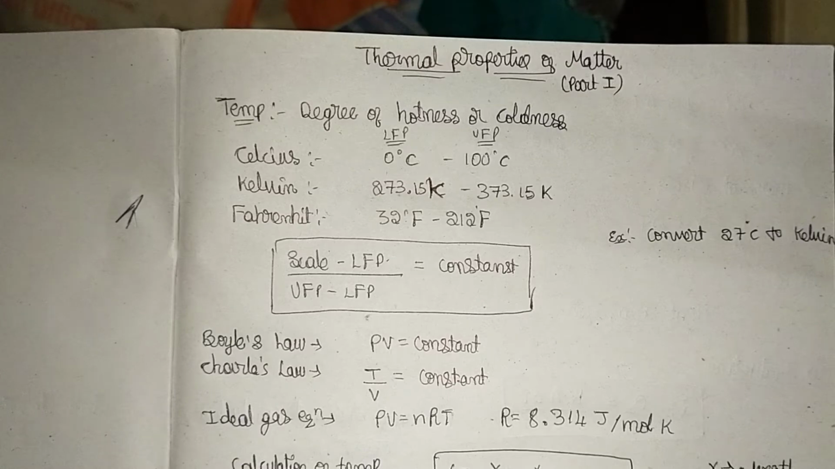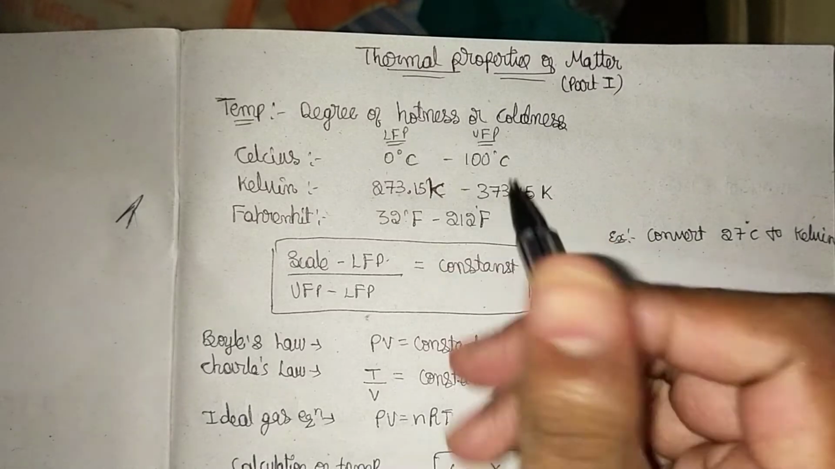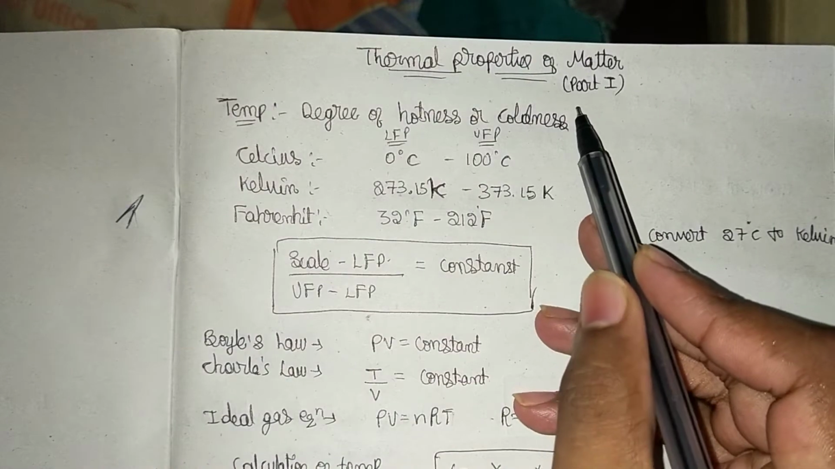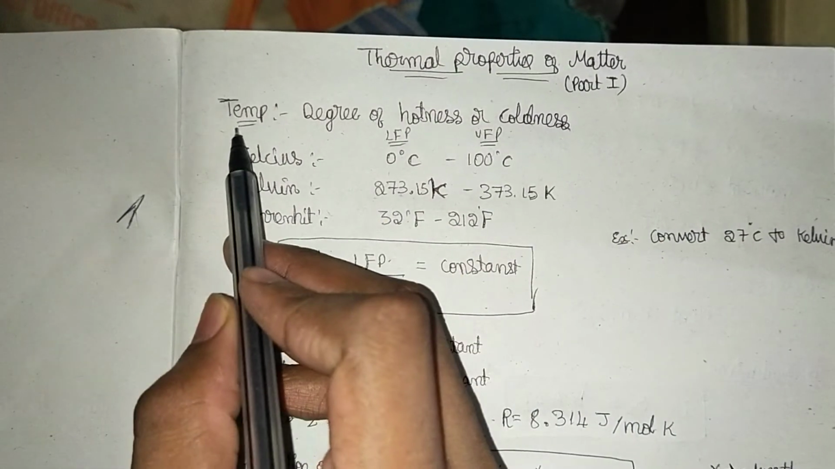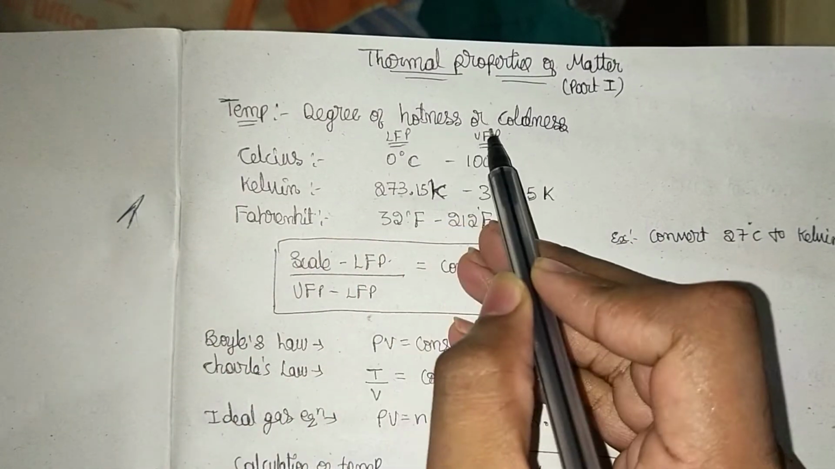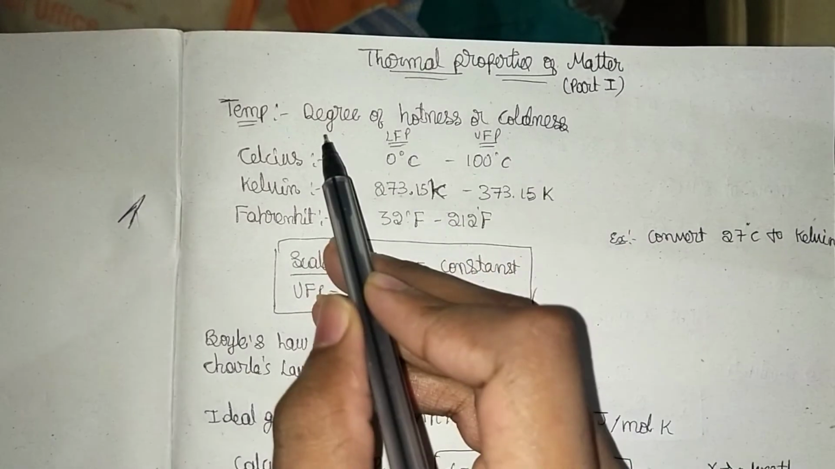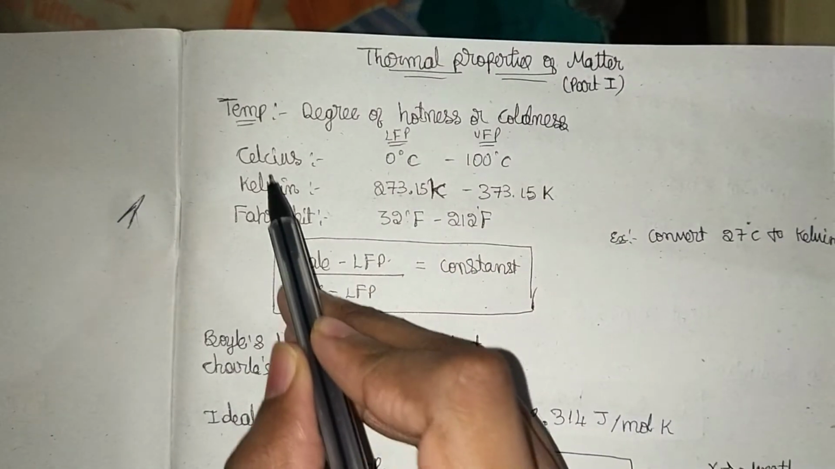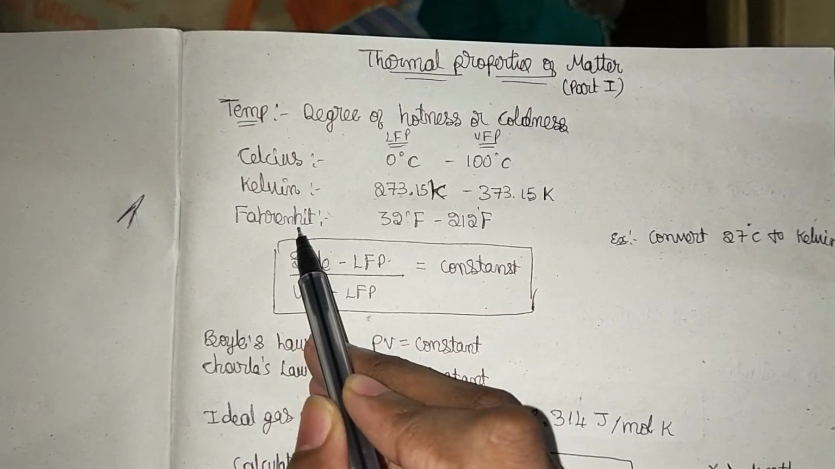Hi friends, today we will discuss some concepts of the lesson Thermal Properties of Matter, part 1. First of all, we have to understand the term temperature. Temperature is the degree of hotness or coldness. Temperature is defined in many scales, that is Celsius scale, Kelvin scale and Fahrenheit scale.